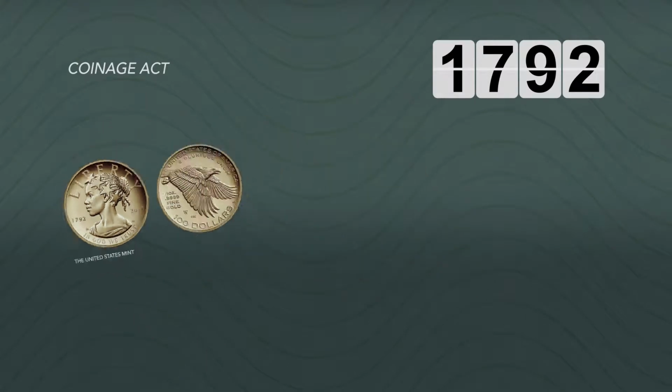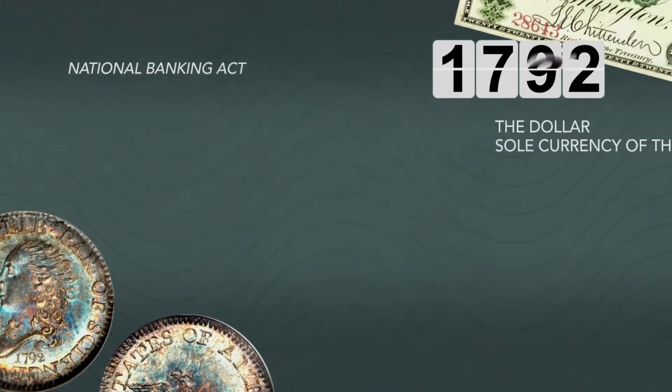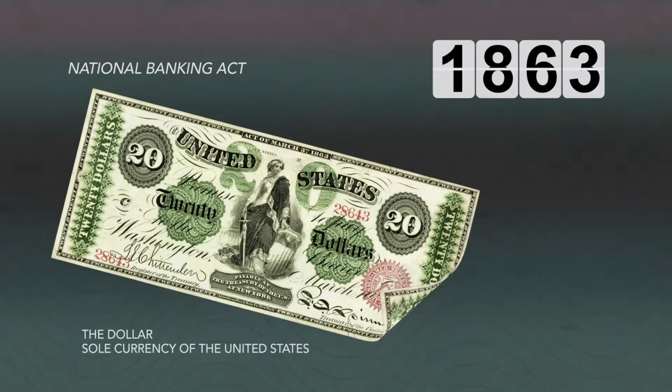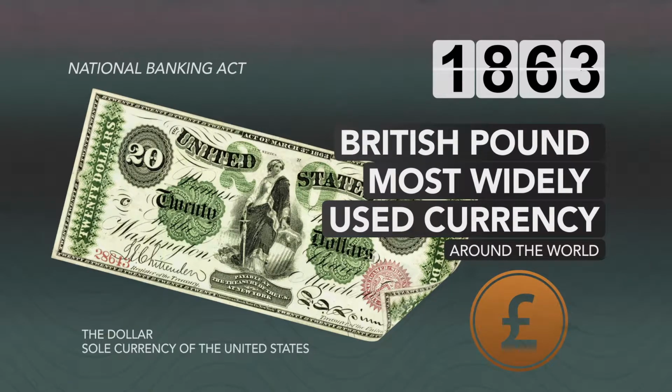The dollar was milled with an agreed amount of gold and silver, which gave the currency a standard by which it could be valued. This standard gave it a reason to be adopted. But it was not until the National Banking Act of 1863, in the midst of the American Civil War, that the US dollar became the sole currency of the United States. Despite the adoption of the new US dollar, the British pound retained its status as the most widely used currency around the world until the end of the 19th century.